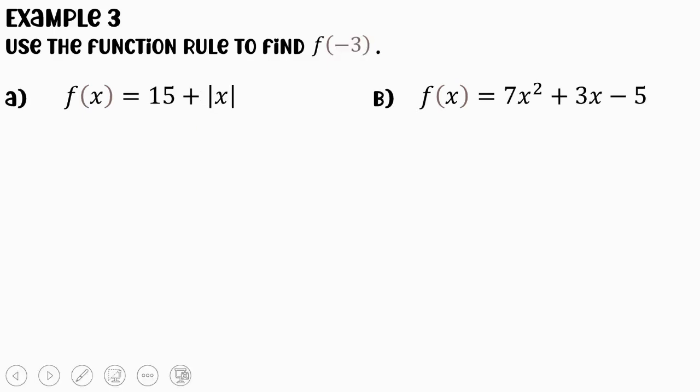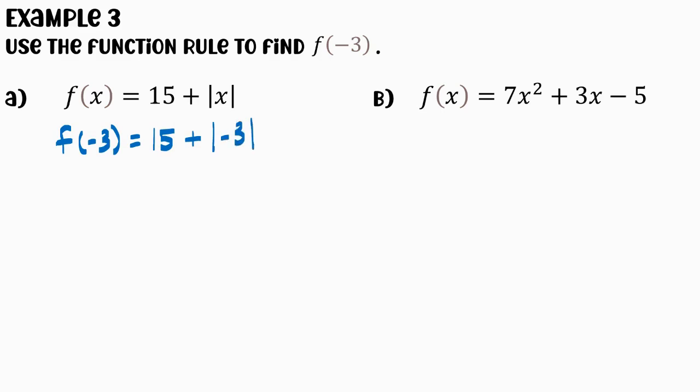And then one last example. Okay, this time we're going to use the function rule to find f of negative 3. So in A, we're going to replace every x with a negative 3. So we've got f of negative 3 equals 15 plus. Now these straight brackets, those are called absolute values. And I will explain the absolute value in a second. So I'm going to replace that x with the negative 3.